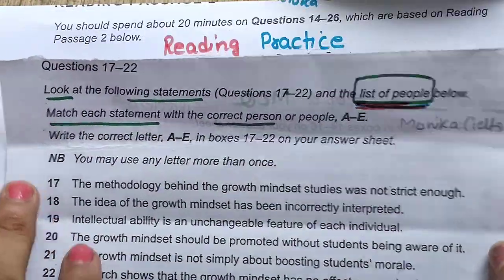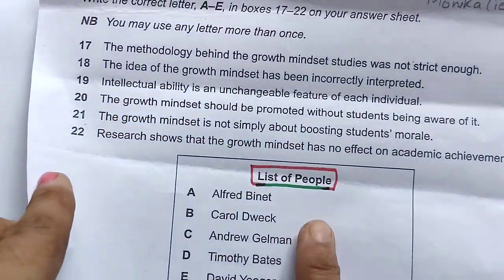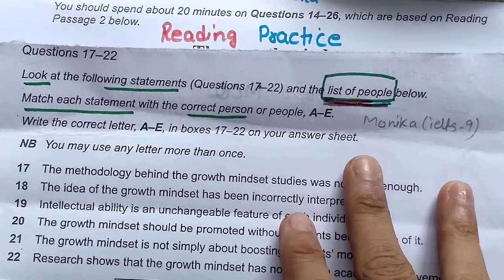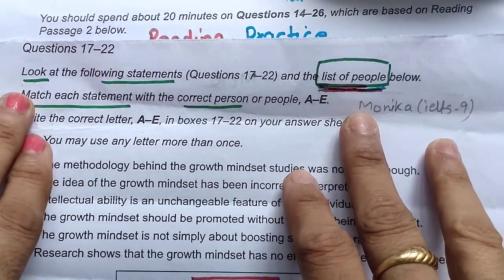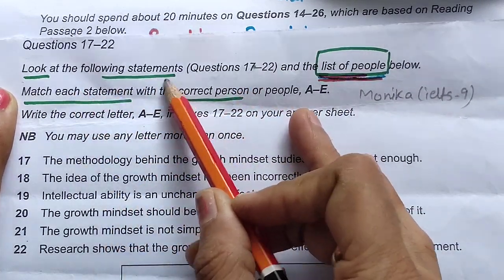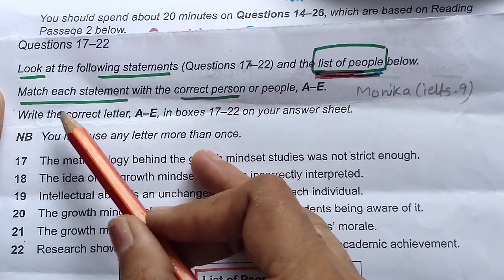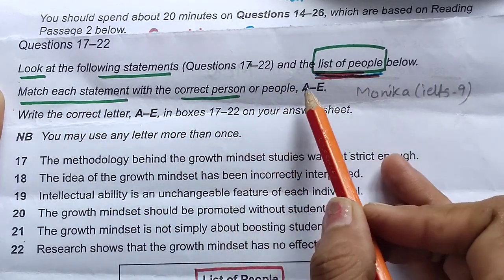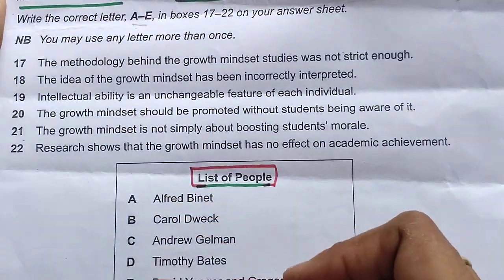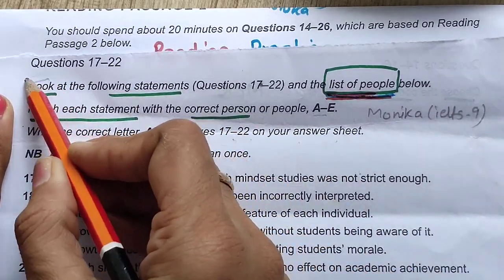So what is the strategy? For this reading, we are going to do a list of people exercise. One by one I will explain everything. It is important to read the instructions. Look at the following statements. These are the statements and the list of people. Match each statement with the correct person, A to E. Write the correct letter, A to E, in boxes 17 to 20 on your answer sheet. So these are the instructions.